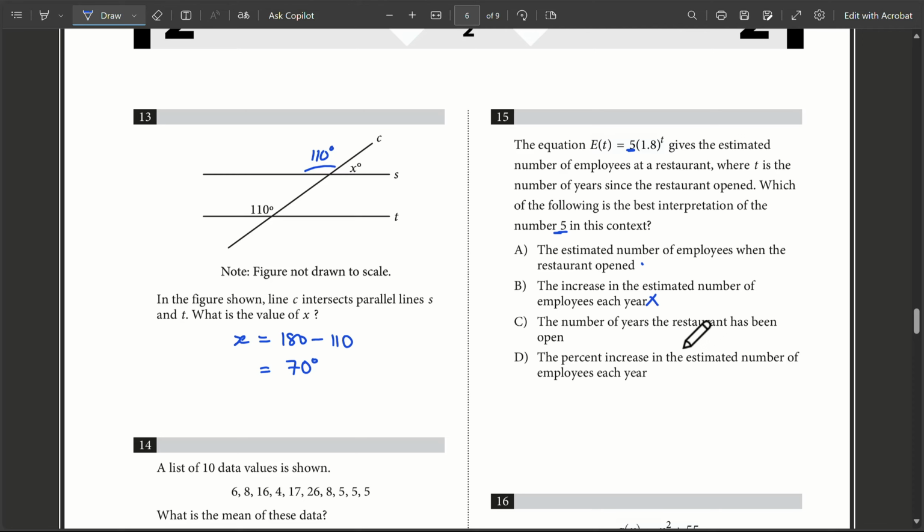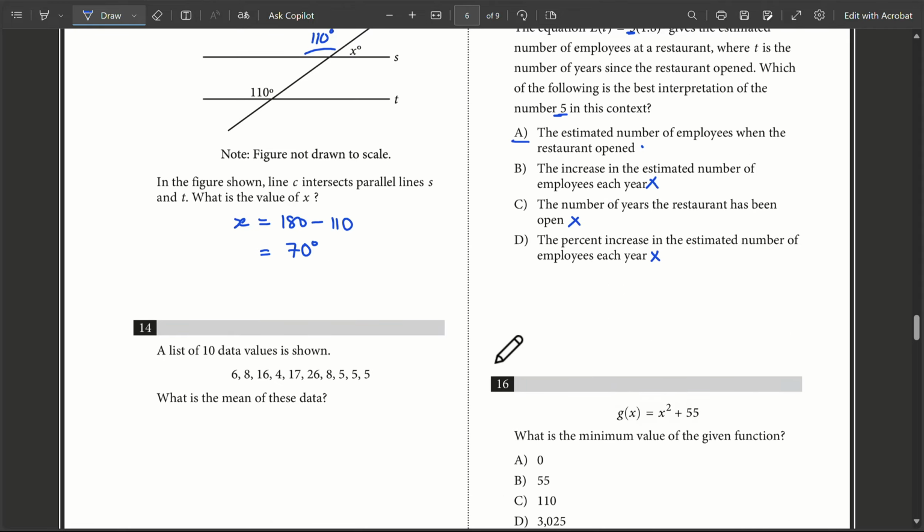No, it's not the number of years the restaurant has been open. And then D, the percent increase in the estimated number of employees each year. No, we're not dealing with percentages right here because 5 is a constant, right? So the best interpretation here is actually A. 5 is the estimated number of employees when the restaurant opened.